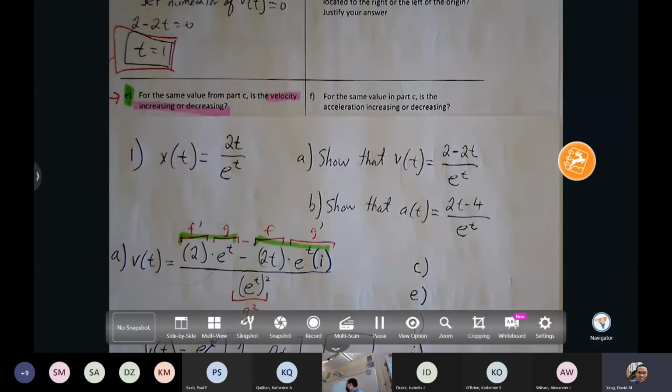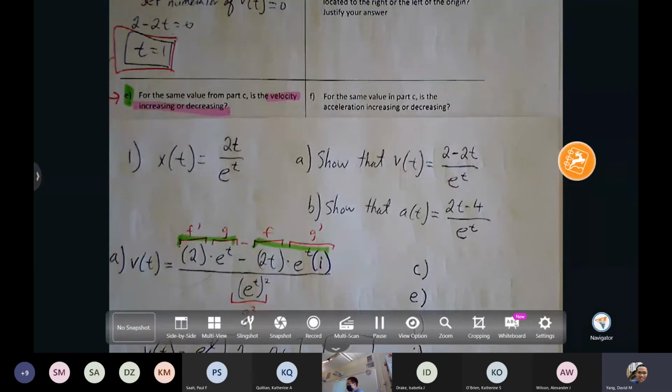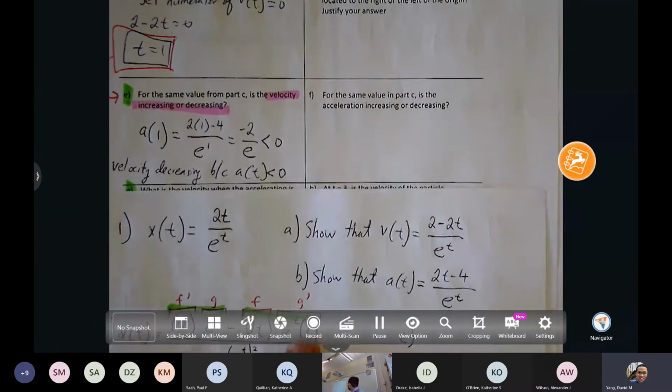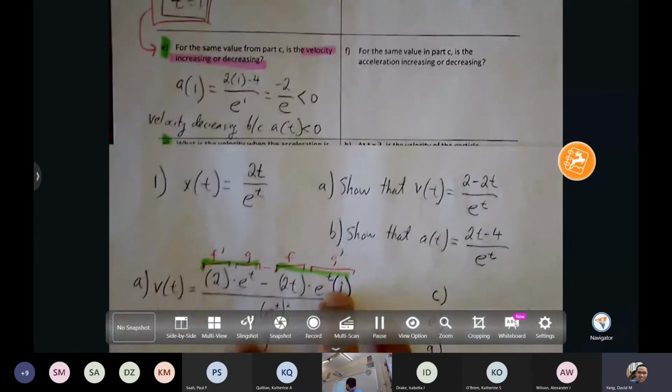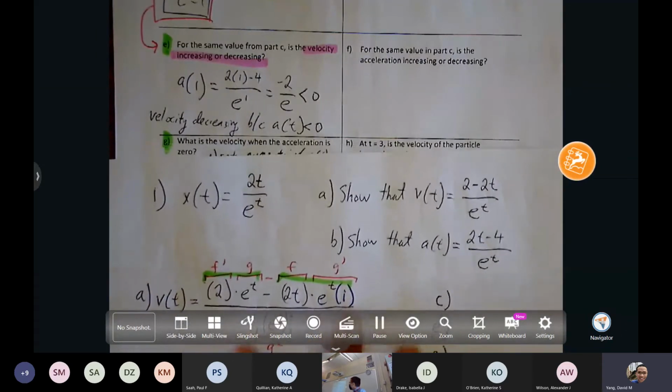If you see this problem on the test, I'm also going to ask you to give me justification, a because statement. So you would say velocity is decreasing because acceleration is less than 0. Good. I'm looking for justification as well. Any questions there?